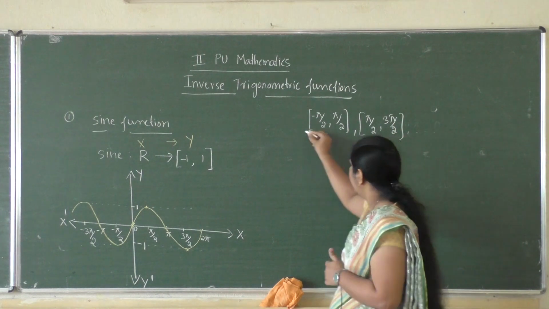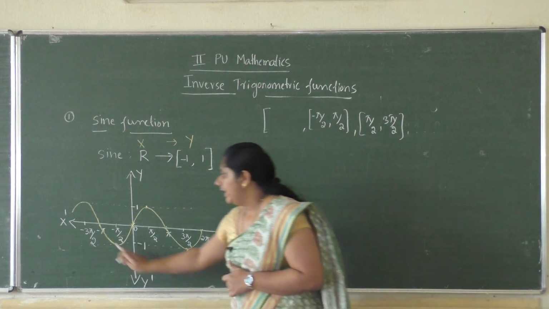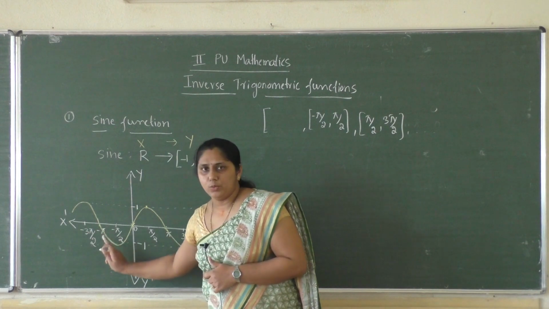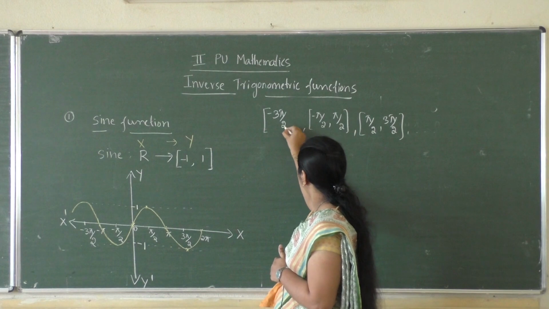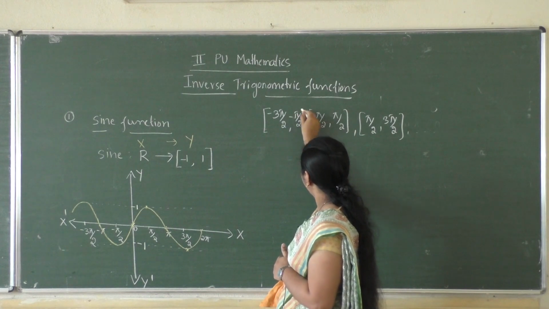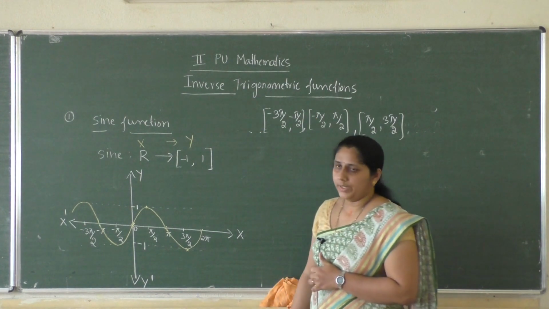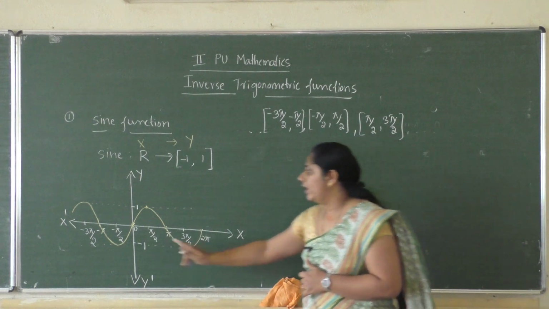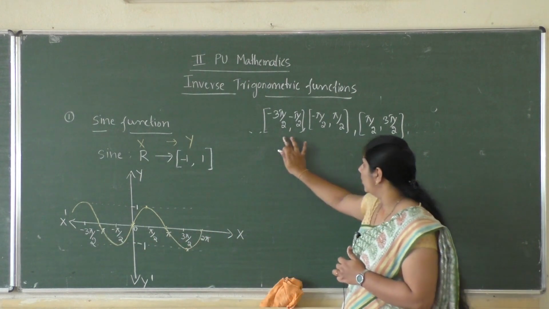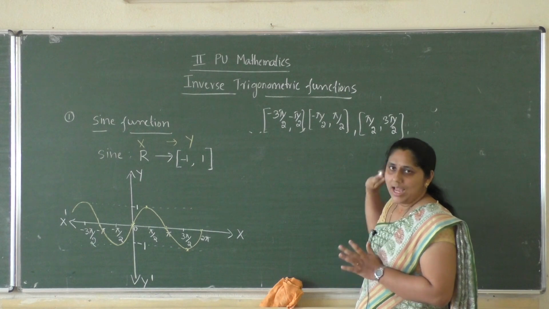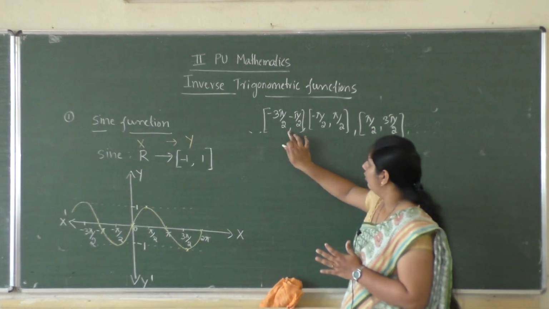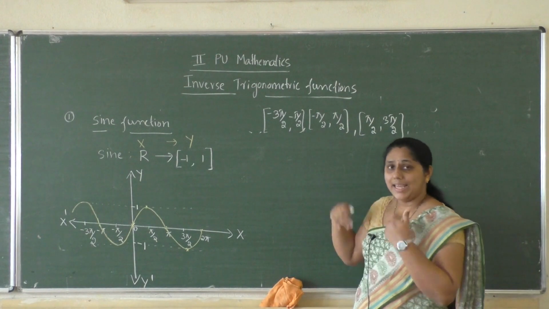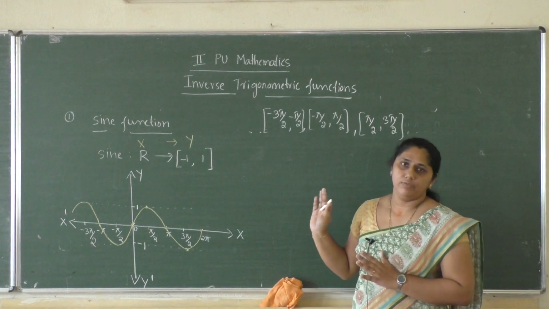And so on here. Again this side, it is minus 3 pi by 2 to minus pi by 2. Again here also there are so many intervals. So if I divide whole R into these intervals and restrict the domain of sine function into one of these intervals, I can get sine as a one-one function.